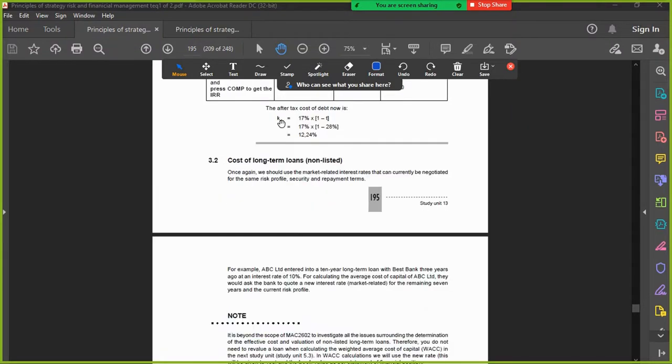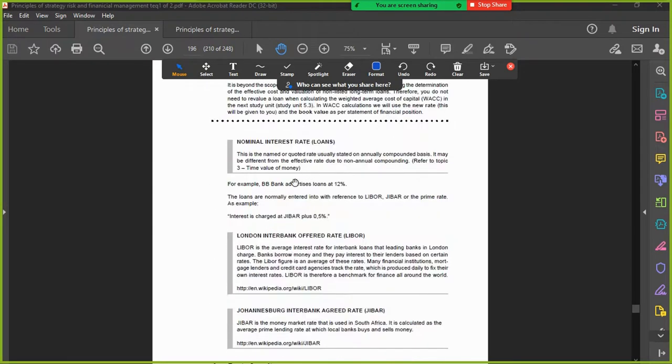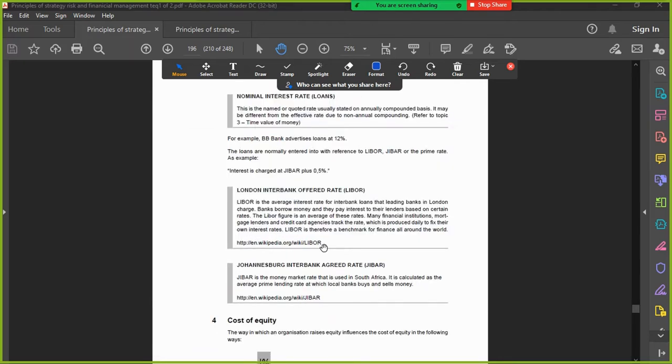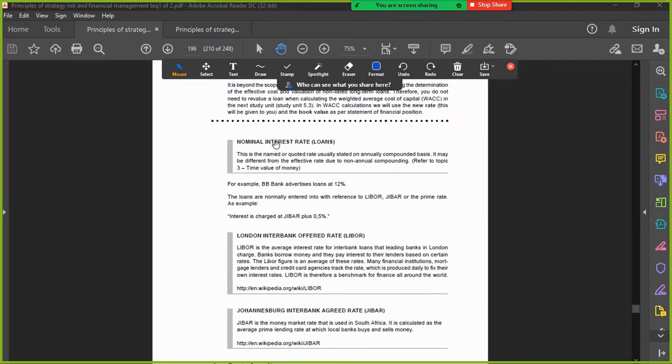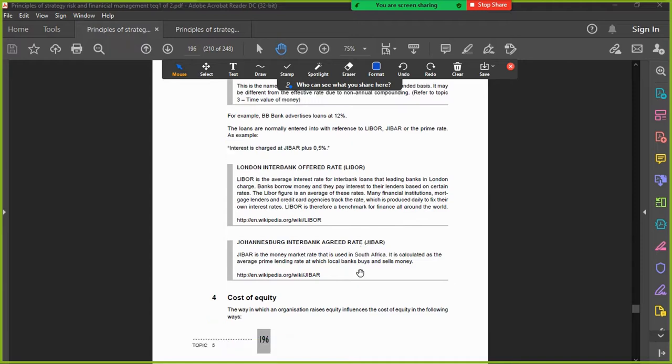All right, so that covers the cost of debt. Here you've got a loan question. If it's a loan question, let's find an example. There's no example. They're just talking about the different rates that are present. JIBAR is the Johannesburg Interbank rate, and LIBOR is the London one. This is used to help price rates in the market. This is theory, it's additional content.